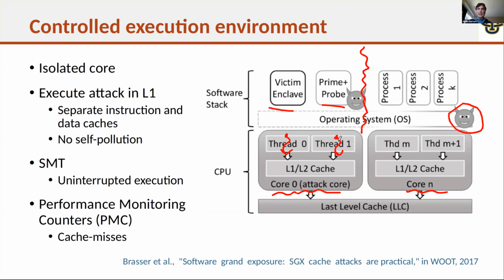So you change the scheduling in the system, saying, okay, everything else moves outside, right, and runs elsewhere. Only this enclave and my attacker code, prime plus probe, run on those two hyperthreads which share first and second level caches, right? And there are some additional tricks, right? Like I told you, like performance monitoring counters.